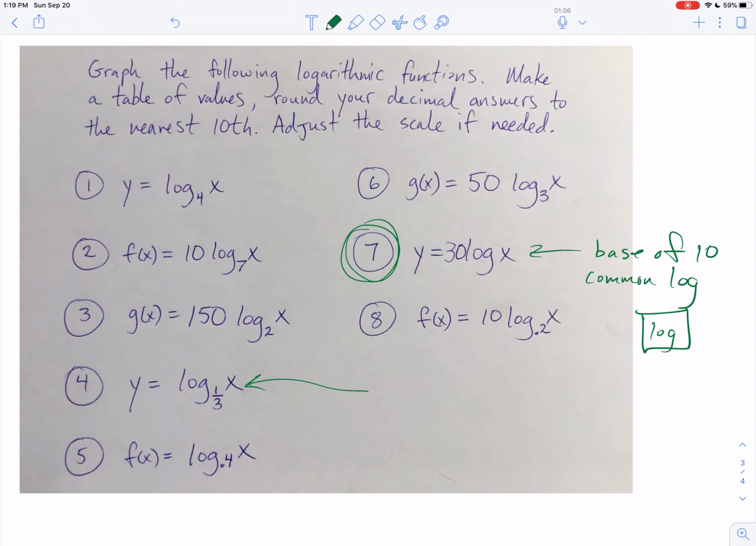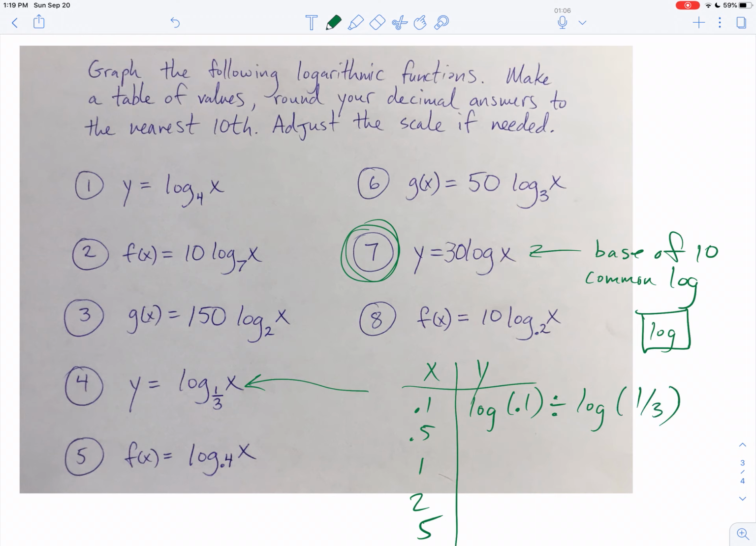However, let's suppose you want to enter this into your calculator and get it to work. Just a reminder, we're going to use, for my x values, 0.1, 0.5, 1, 2, 5. So if I want to trick my calc, I would say log of 0.1, that's what I want to find out, divided by log of 1/3. Here, I want to trick my calculator into doing this. Log 0.5 divided by log 1/3, etc., etc.